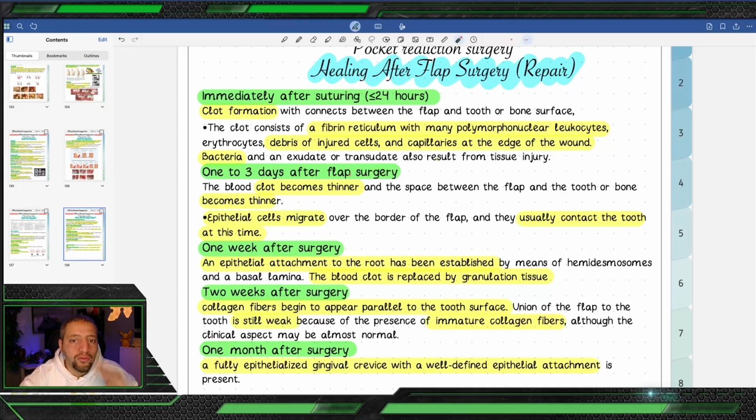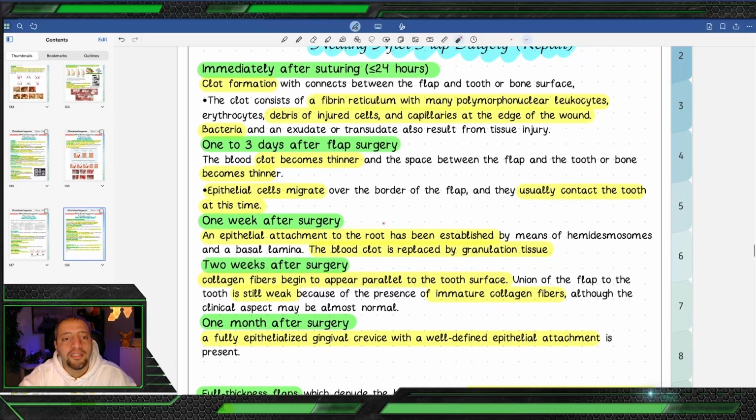So in the first 1 to 3 days after flap, the clot becomes thinner and the space between the flap and the teeth becomes thinner and the epithelial cells migrate. So at the same time frame, within 1 to 3 days, epithelial cells migrate to the border of the flap, and they usually contact the tooth at this time, by the 3rd day.